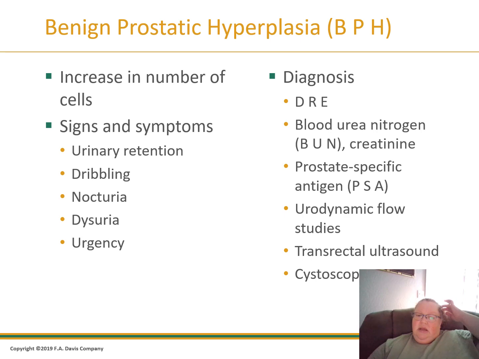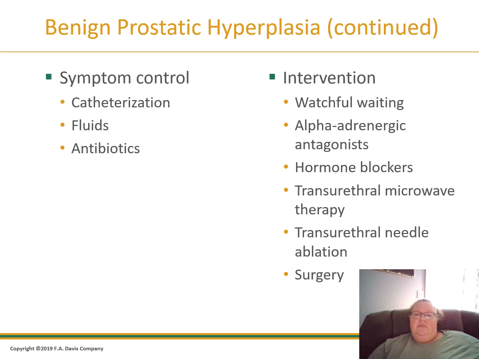Diagnosis again is a digital rectal exam, a blood urea nitrogen and creatinine test, because with the backflow of urine, it could start causing problems with the kidneys. Prostate-specific antigen to rule out cancer, and urodynamic flow studies, transrectal ultrasound, and a cystoscopy are all diagnostics. All right, so symptom control, we have catheterization.